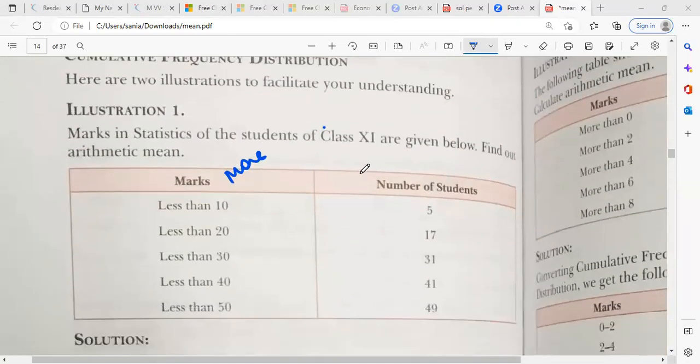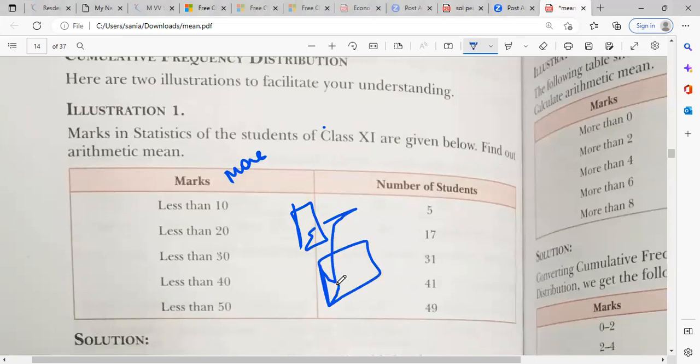So over here, we discussed three types of series. One where everything is in one go, that is the individual series. Other one, we have two blocks, X and F, so that was the discrete series. And the third one, where the bar like this was given, 0 to 10, 10 to 20, that was your continuous series. But now in this, you are getting less than or more than, so basically it's a cumulative frequency distribution.